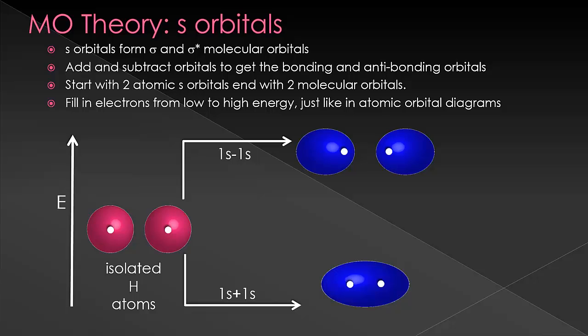If you instead let the wave functions interfere destructively, you get an antibonding orbital. You can see the shape of this puts most of the electron density on the outside rather than in between the two nuclei. Think about what holds nuclei together.